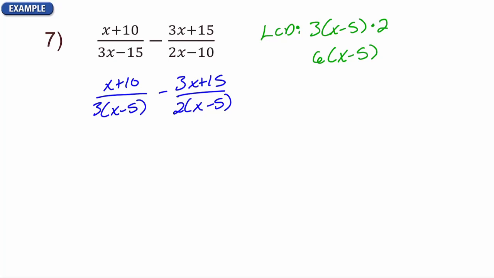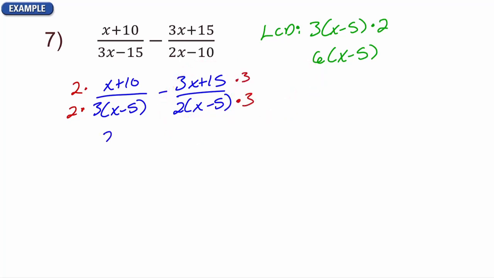So now that I know that my least common denominator is 6 times x minus 5, I need to figure out, well, this fraction is 3 times x minus 5, and I need it to be 6 times x minus 5. So I have to multiply the top and the bottom by 2. And then this fraction has a 2 times x minus 5. I want it to be 6 times x minus 5. So I multiply the top and the bottom by 3.